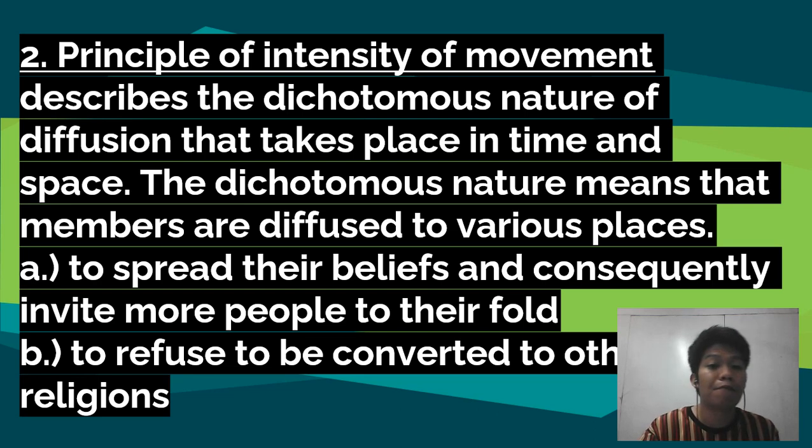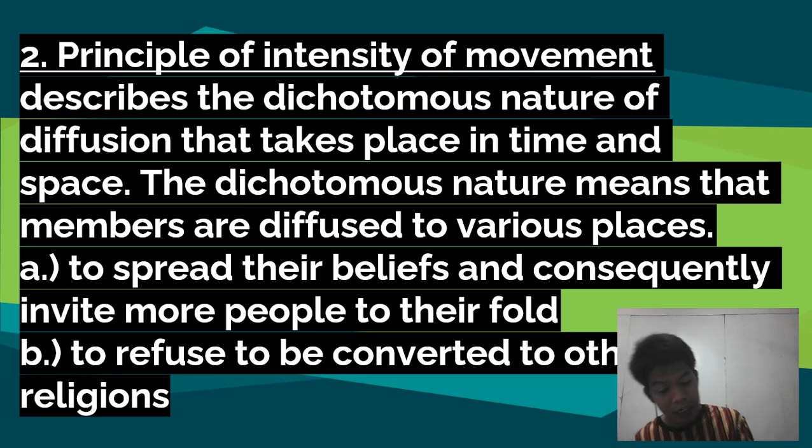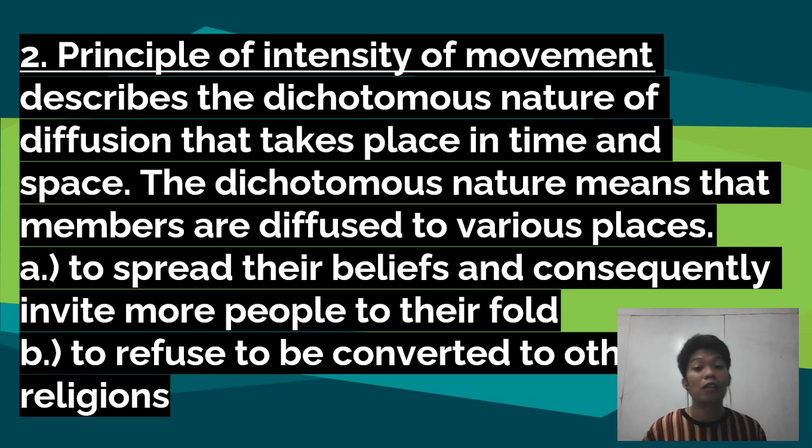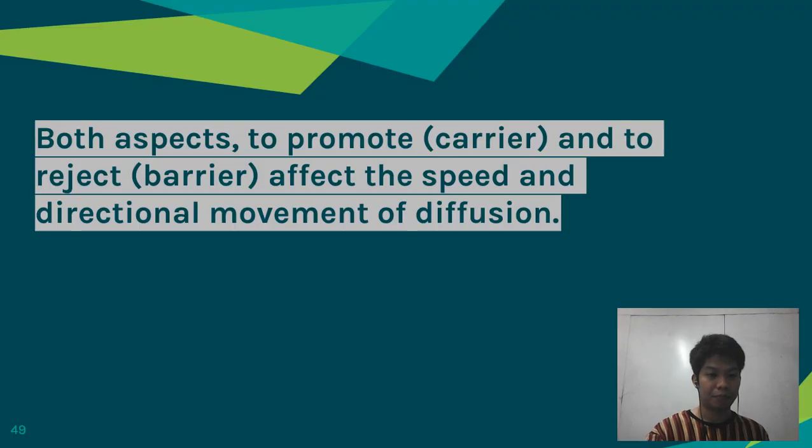Principle of intensity of movement describes the dichotomous nature of diffusion that takes place in time and space. The dichotomous nature means that members are diffused to various places to spread their beliefs and consequently invite more people to their fold, and to refuse to be converted to other religions. So this means converting people to their religion but rejecting other religions that try to influence them or get them converted. Both aspects, to promote, the carrier, and to reject, the barrier, affect the speed and directional movement of diffusion.